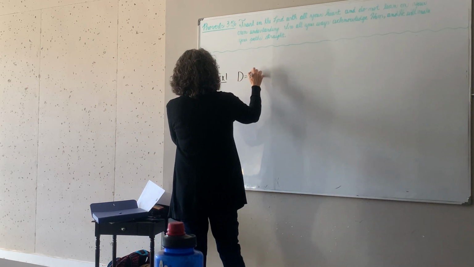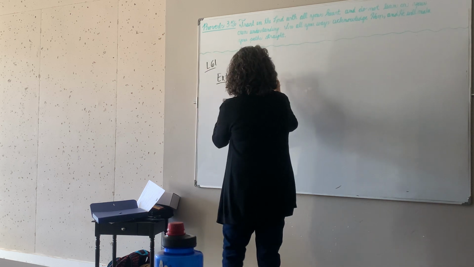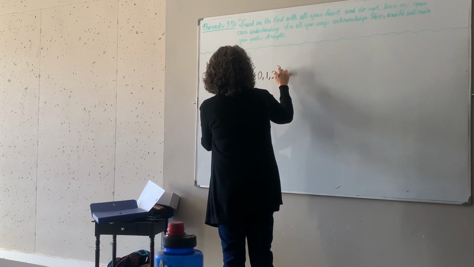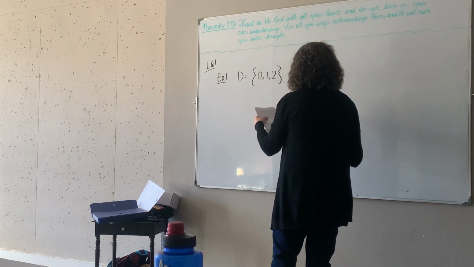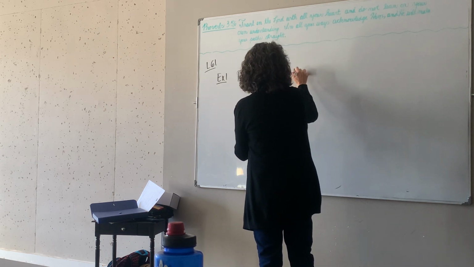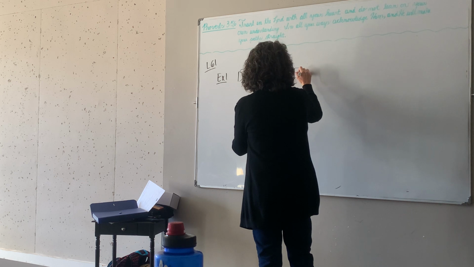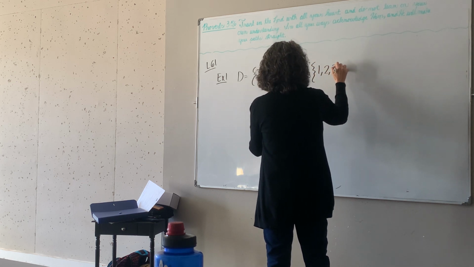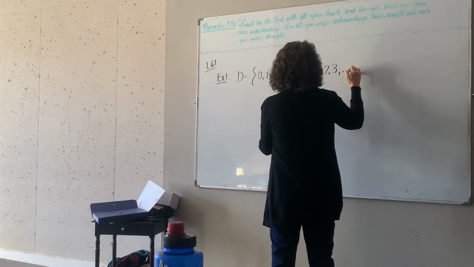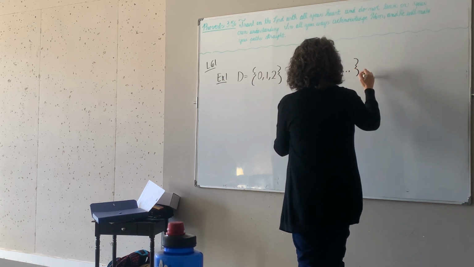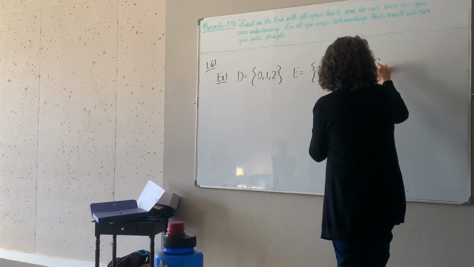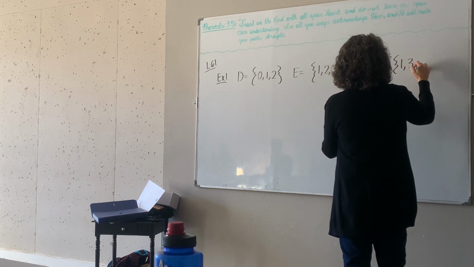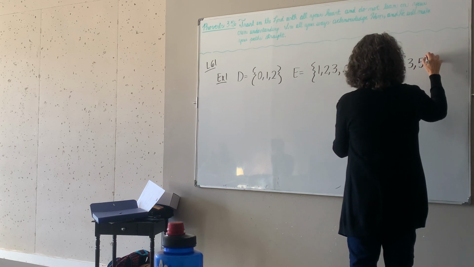Set D. Again, remember how you draw your little sets with the braces? Okay? D is 0, 1, and 2. E is, okay, they did 1, 2, 3, ... And G is 1, 3, and 5.